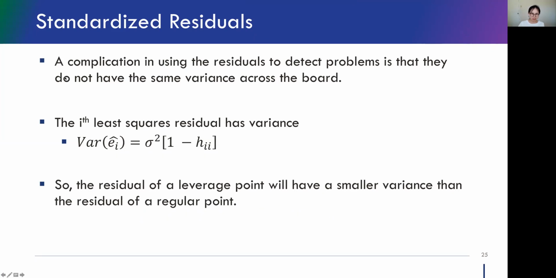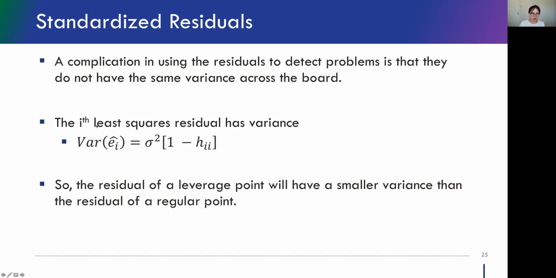Well, a complication when we use the residuals directly to see problems is that the residuals do not have the same variance across the board. So for different data points, their variances are not the same. So we would have to standardize them so that they have the same variance. It's easier for us to compare.